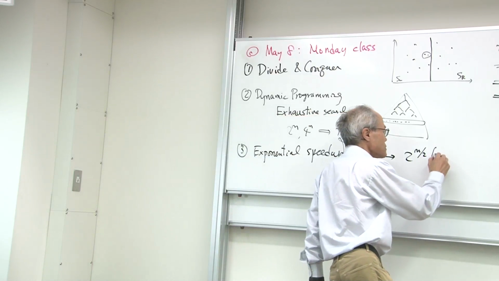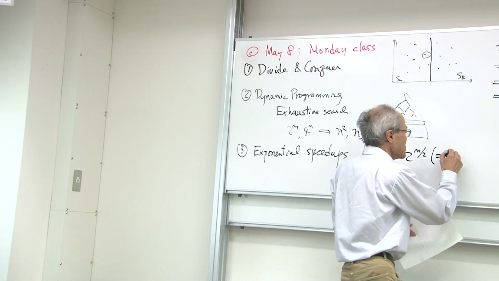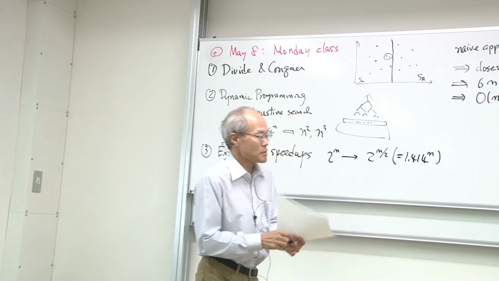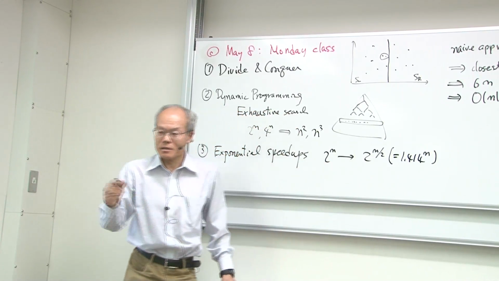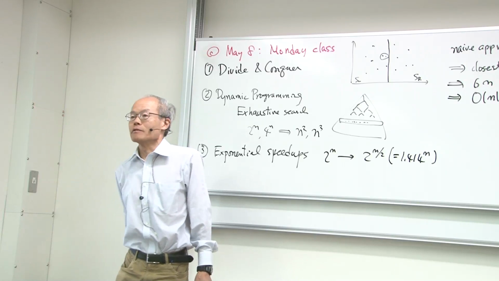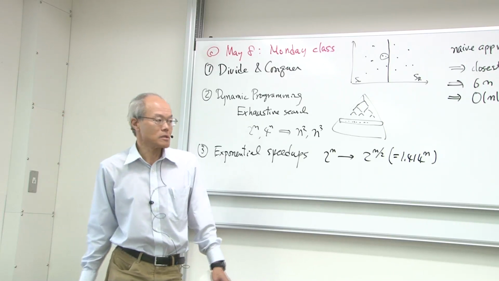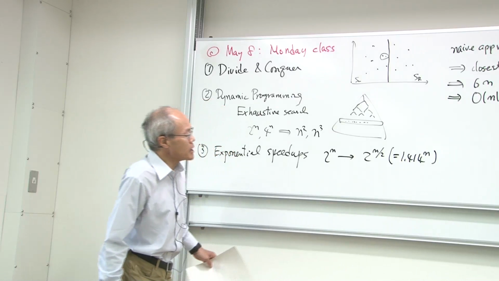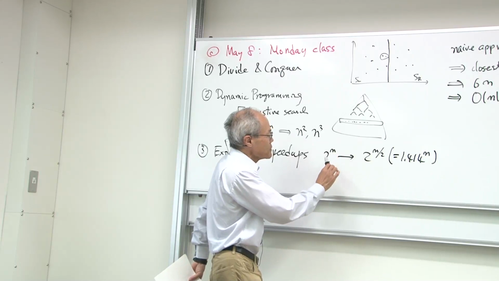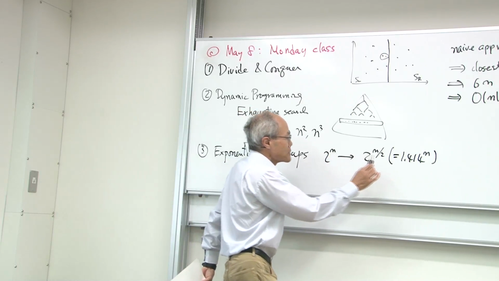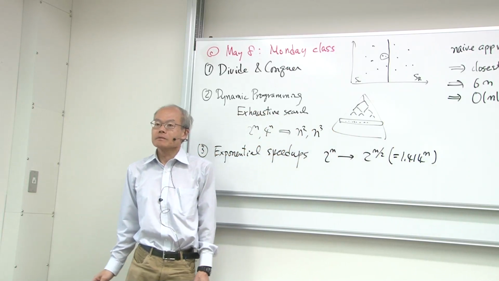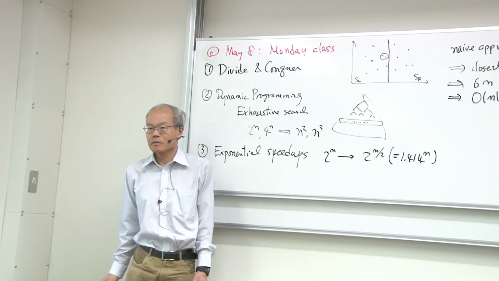Actually, we can also write this as 1.414 to the n, because 2 to the 1/2 is just the square root of 2, that is 1.414. The idea is to reduce computation time from 2 to the n to some small constant, 1 point something, to the n. That is an exponential speed up.